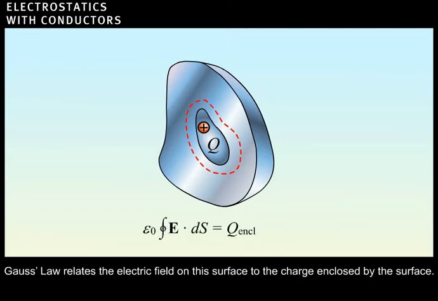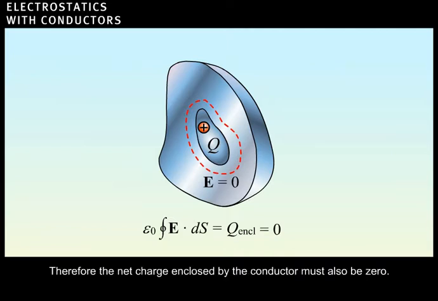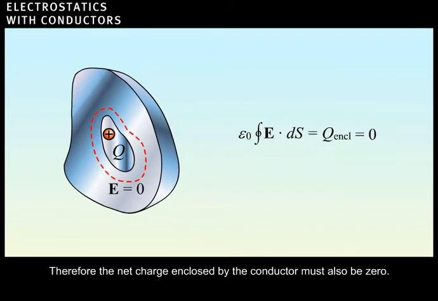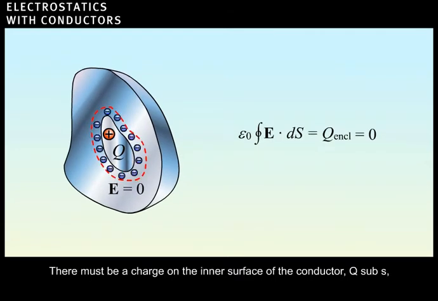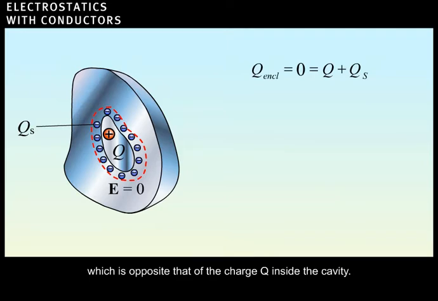Gauss's law relates the electric field on this surface to the charge enclosed by the surface. The electric field is zero at this Gaussian surface, which is inside the conductor. Therefore, the net charge enclosed must also be zero. There must be a charge on the inner surface of the conductor, Q sub s, which is opposite that of the charge Q inside the cavity.